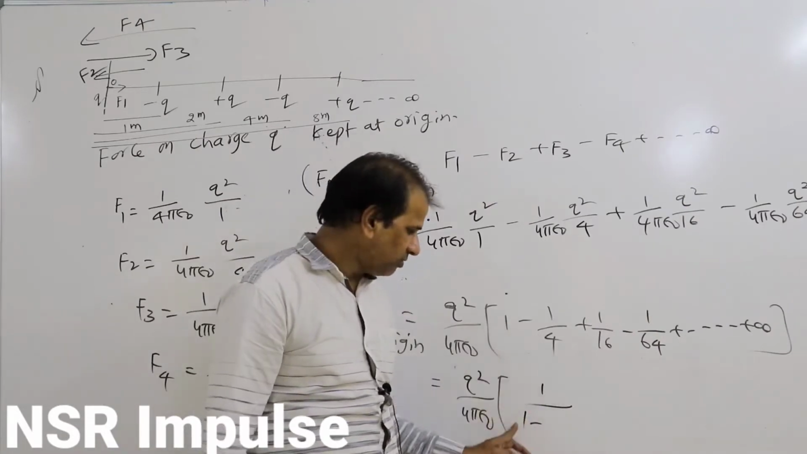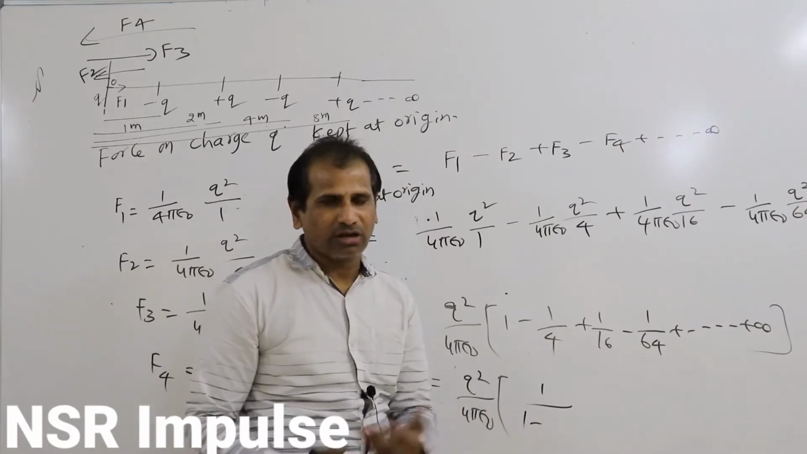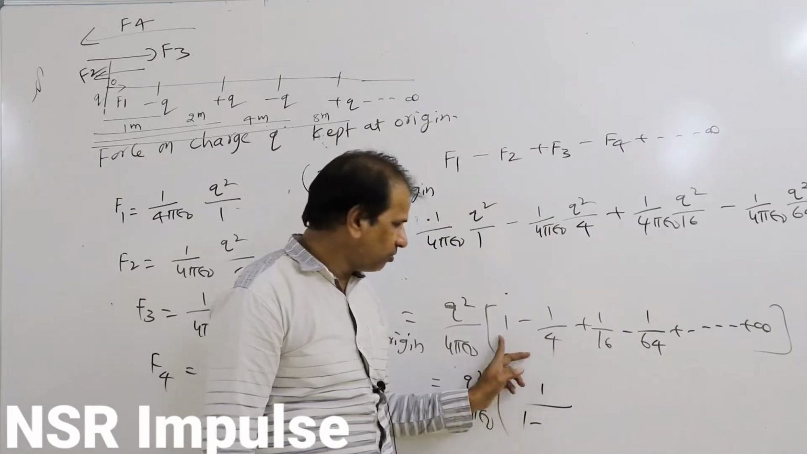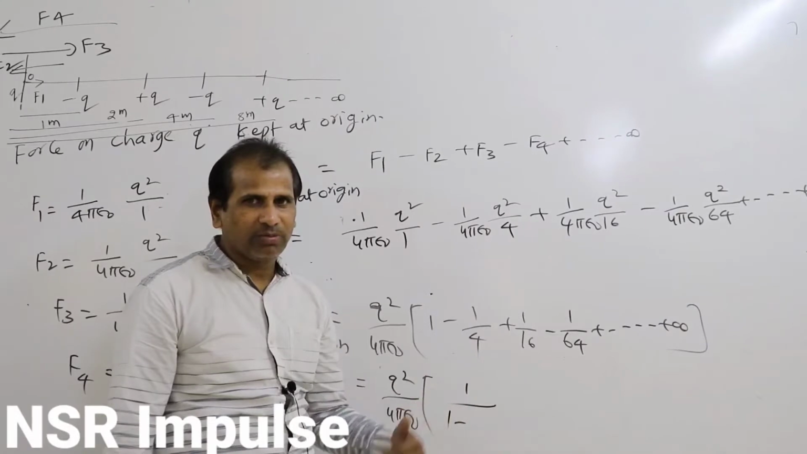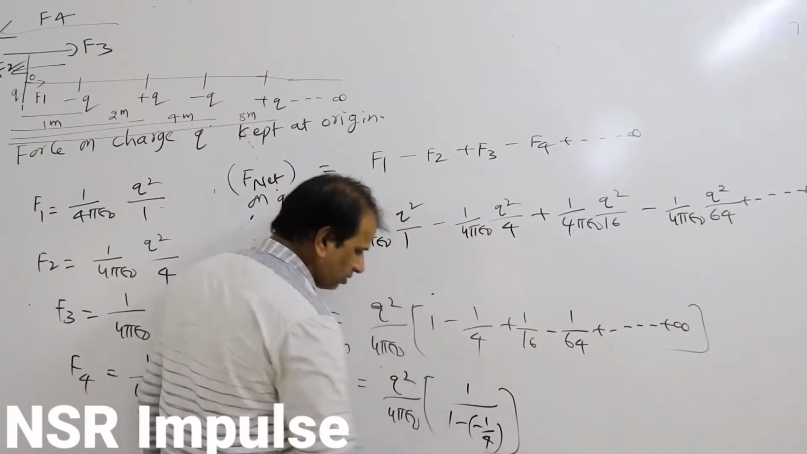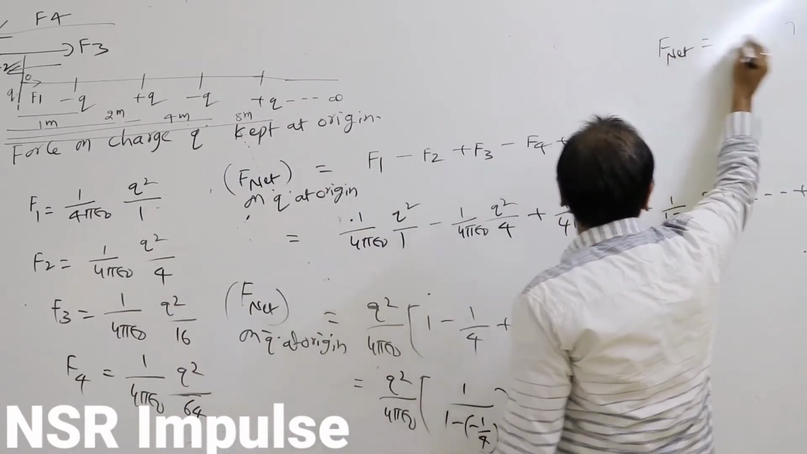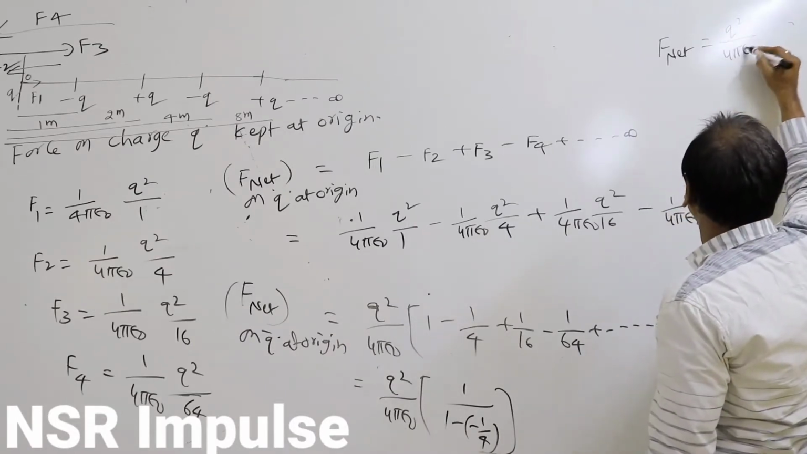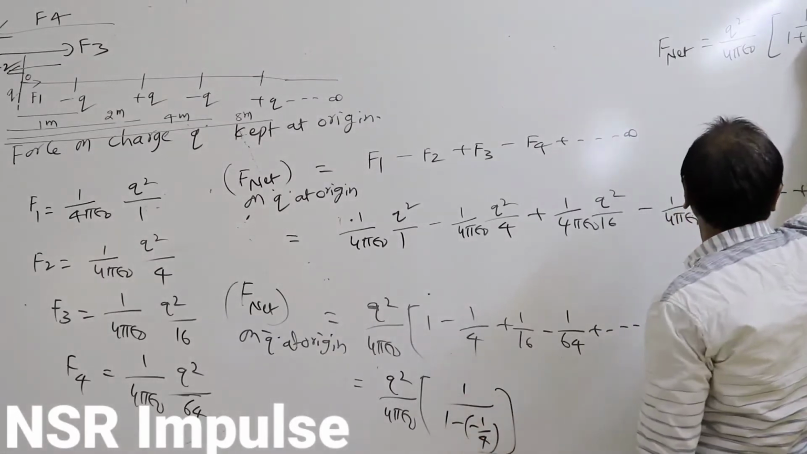A is 1. What is the r value? Common ratio is minus 1 by 4, since 1 by 16 divided by minus 1 by 4 means minus 1 by 4. So this can be written as net force is equal to q square by 4 pi epsilon naught, 1 by 1 plus 1 by 4.